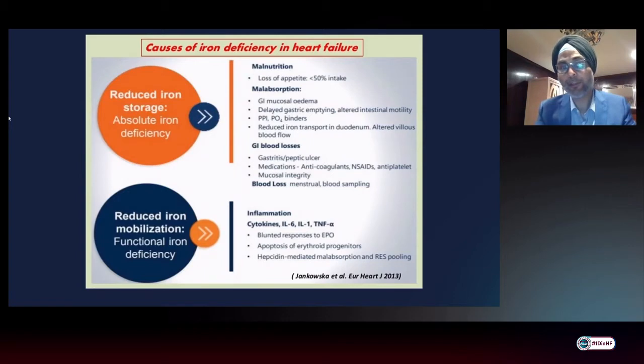But what is more unique about iron deficiency in heart failure is the functional iron deficiency, which is a result of the inflammatory state where there's an uptick in cytokines. And then this results in blunted response to erythropoietin, apoptosis of the progenitor cells, and then more importantly, hepcidin-mediated malabsorption and pooling of iron stores in reticuloendothelial system organs.